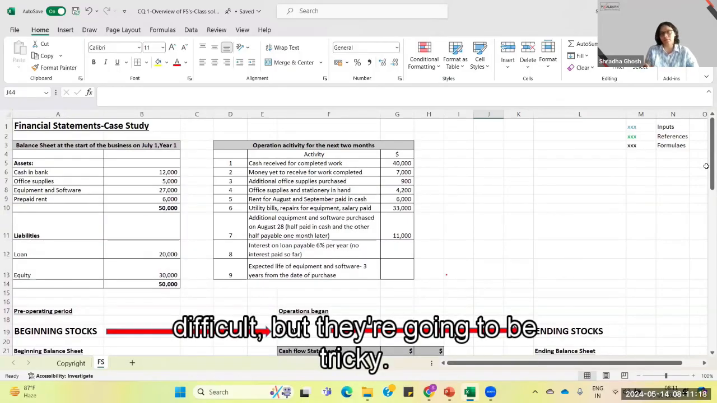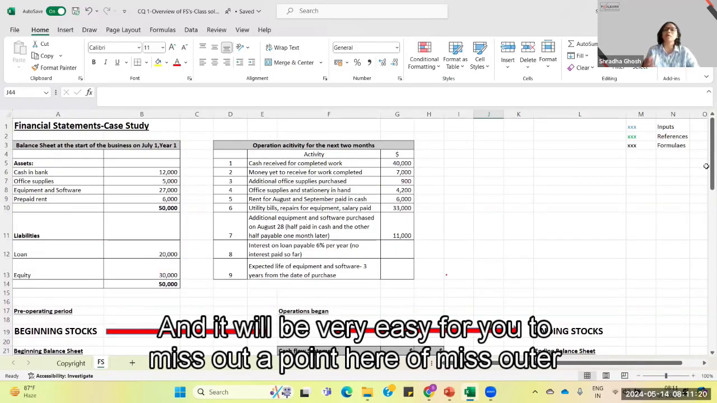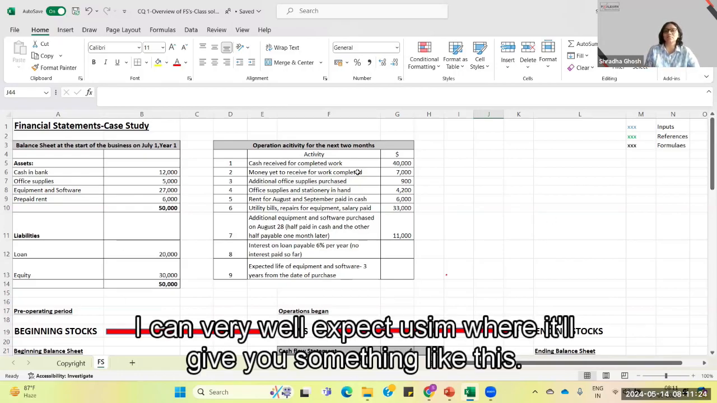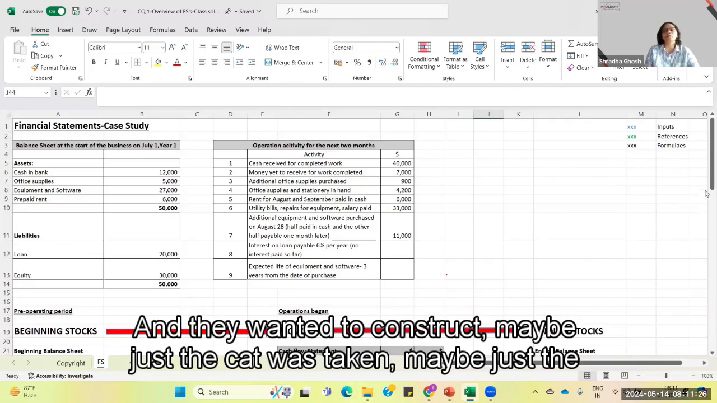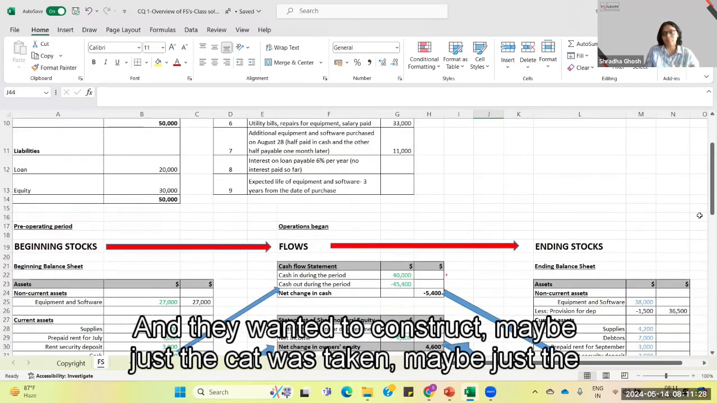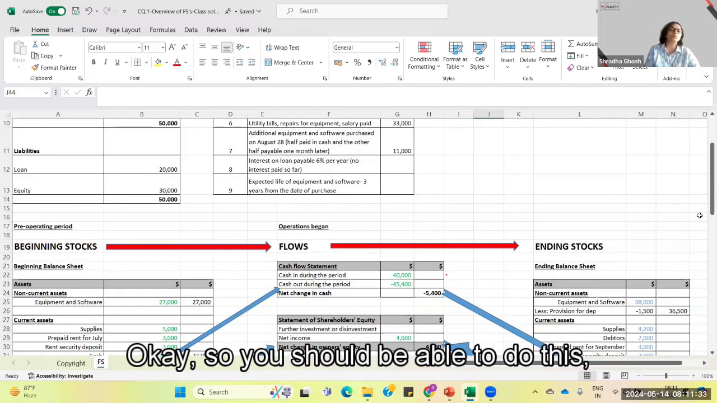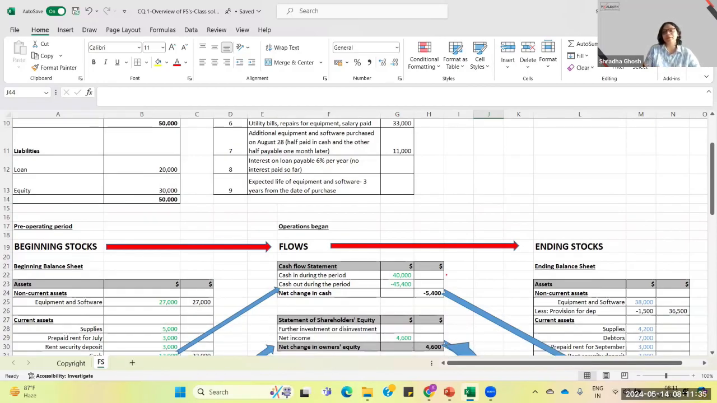they're going to be tricky. And it will be very easy for you to miss out a point here or miss out a point there. I can very well expect a sim where they'll give you something like this and they want you to construct maybe just the cash flow statement, maybe just the balance sheet, maybe just the income statement. Okay, so you should be able to do this.